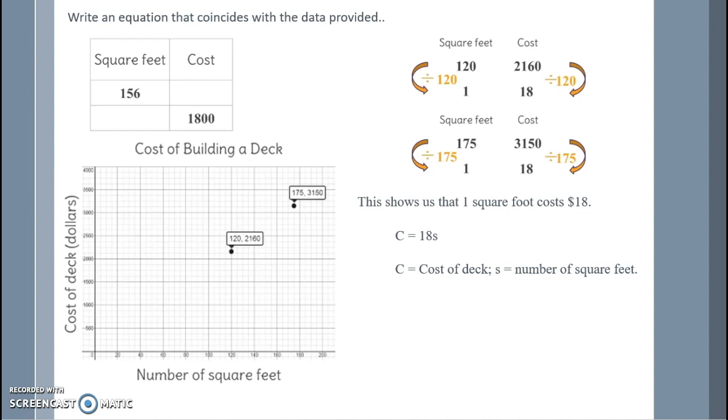So if we have 156 square feet, what will the cost of this be? We can take $18 times 156. So it would cost us $2,808. Now if we go backwards, the cost is $1,800 equals 18 times the square foot. Using our inverse properties, 1,800 divided by 18 would be 100 square feet.